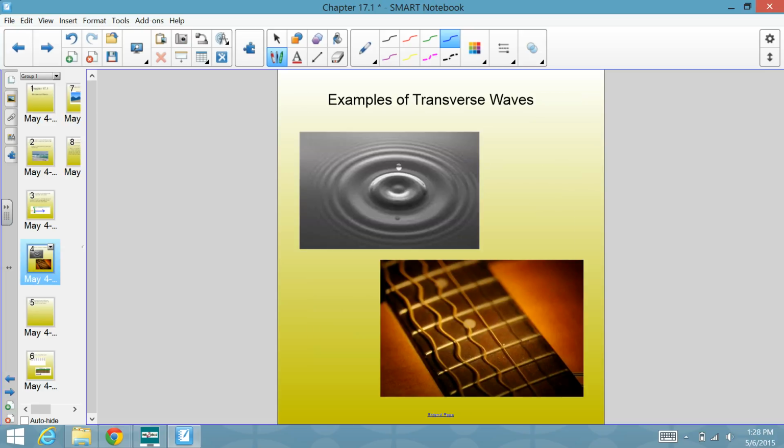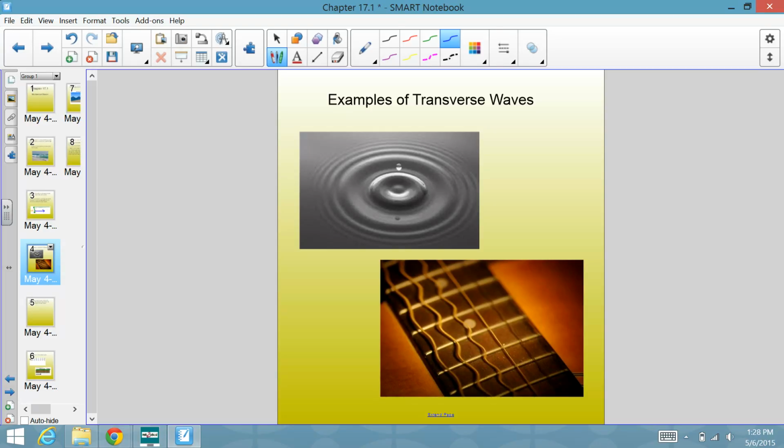Some examples of transverse waves are ripple waves in water. Whenever a drop of water is dropped into a pond or something, those resulting waves cause the water to go up and down, but the energy moves to the side. And so that is an example of a transverse wave.